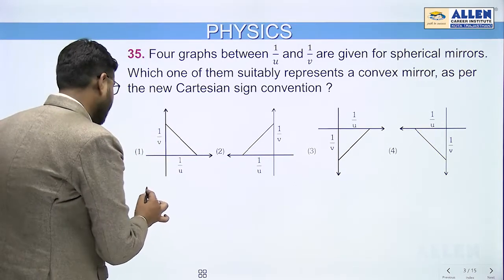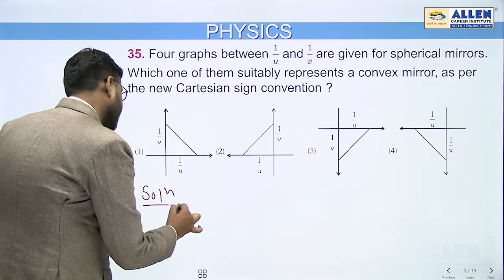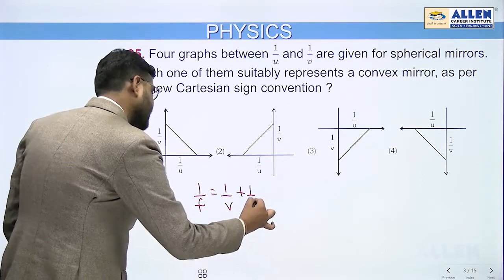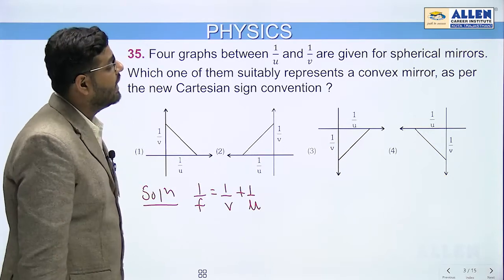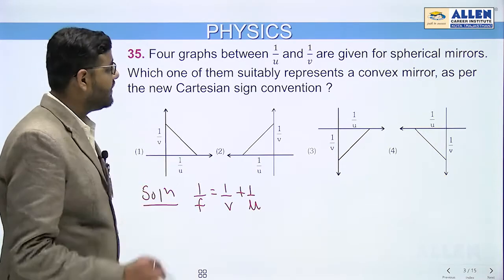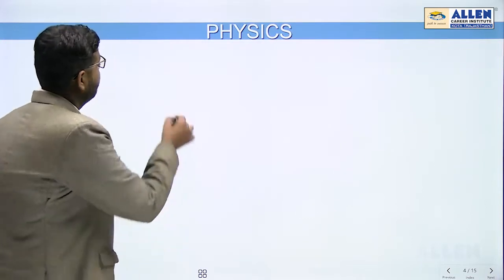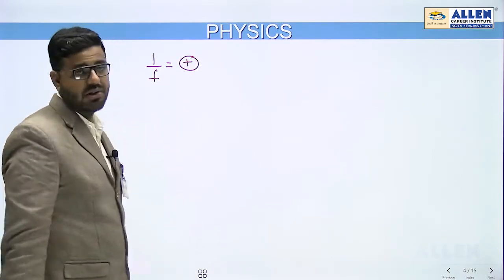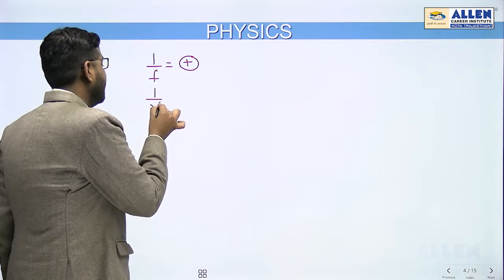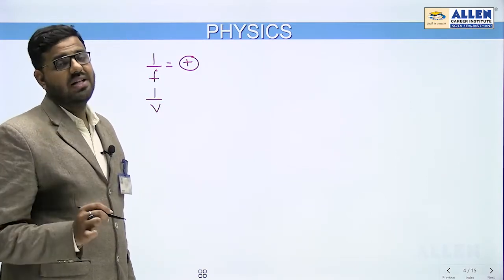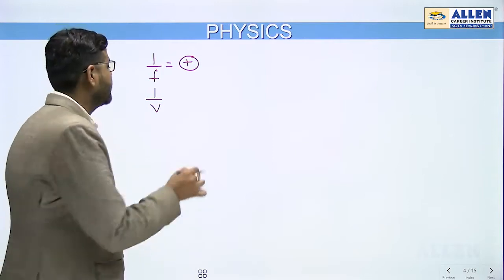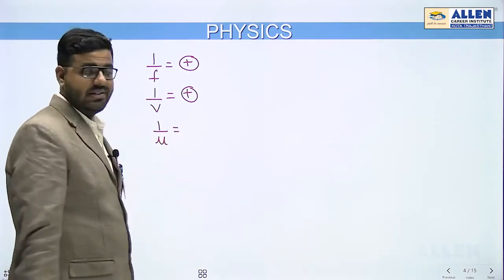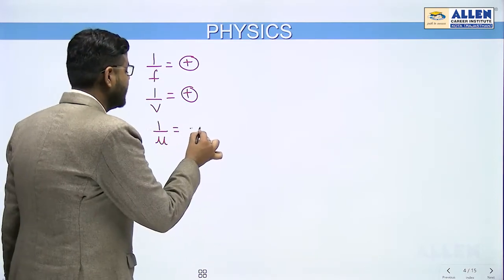So we know the mirror formula. The mirror formula is 1 by f is equal to 1 by v plus 1 by u. So this is the mirror formula, and we have to find the correct graph for a convex mirror using the Cartesian sign convention. So we know for a convex mirror the focal length is positive, so 1 by f is positive, and v is the image distance. For a convex mirror the image distance is positive, so 1 by v is positive, and u, that is the object distance, is negative, so 1 by u is negative.